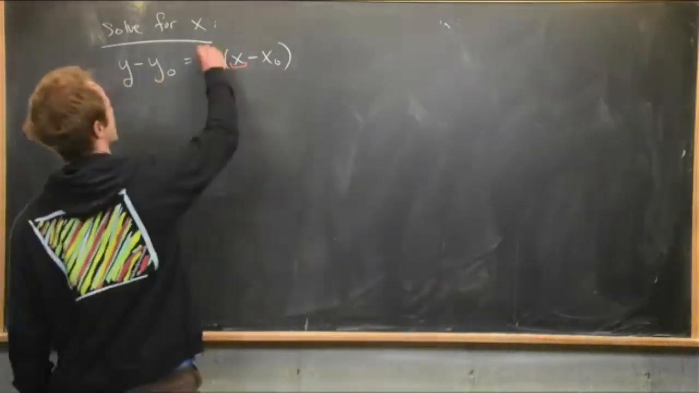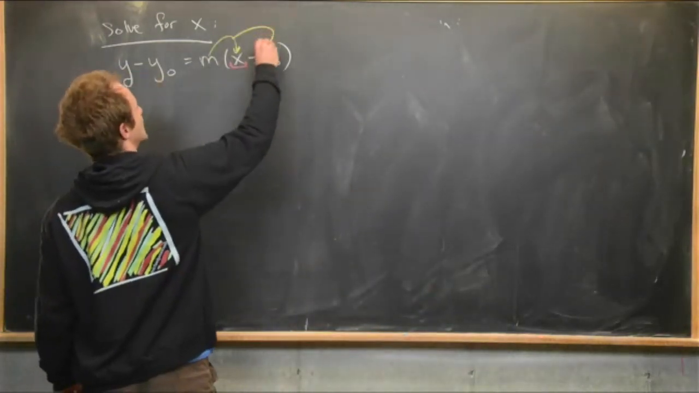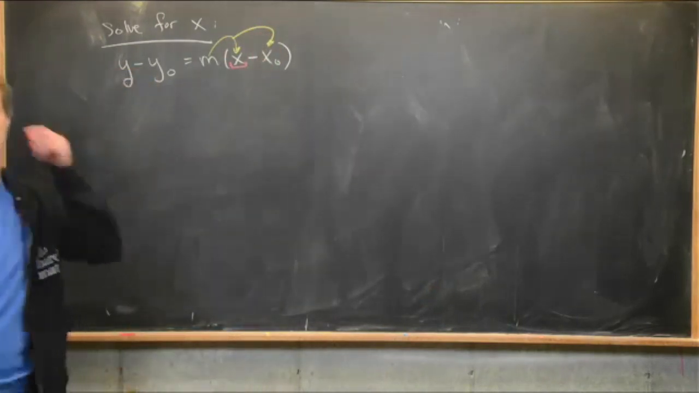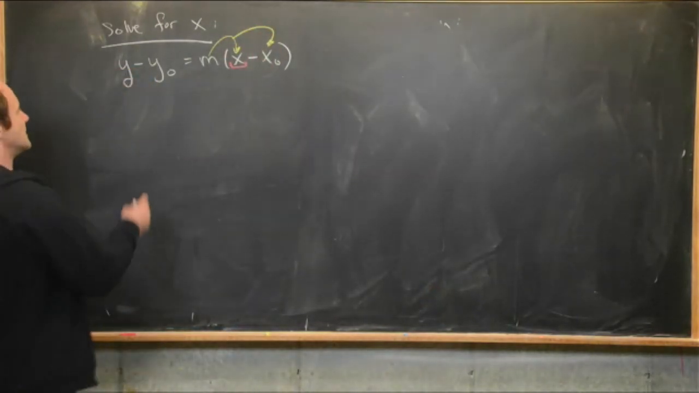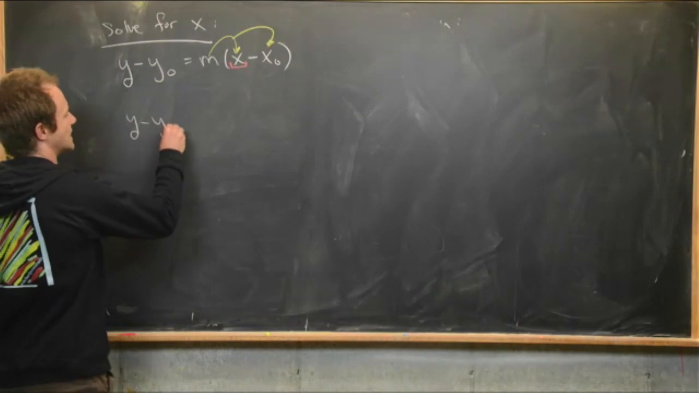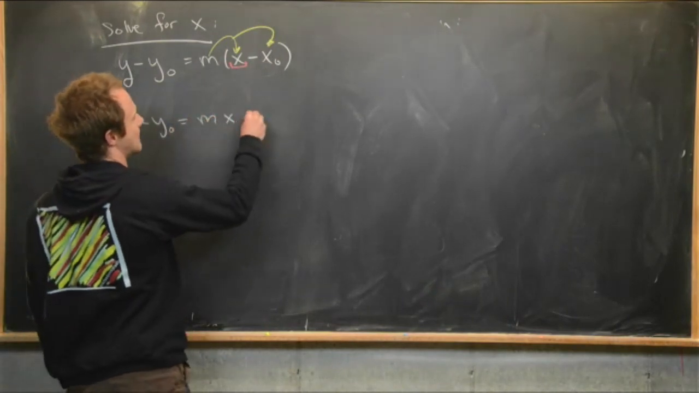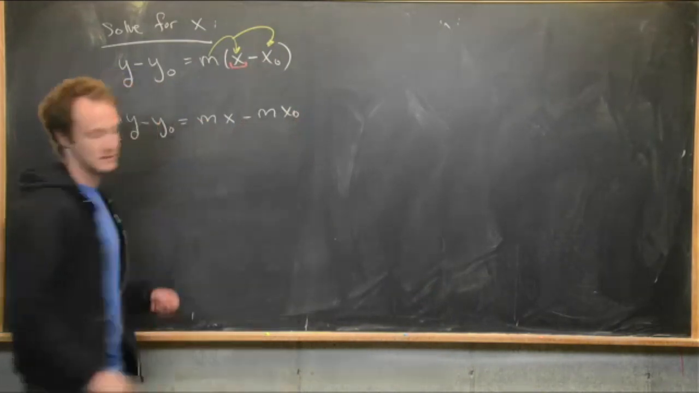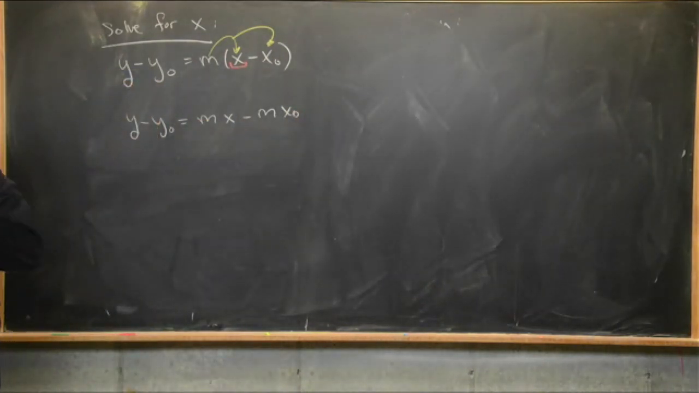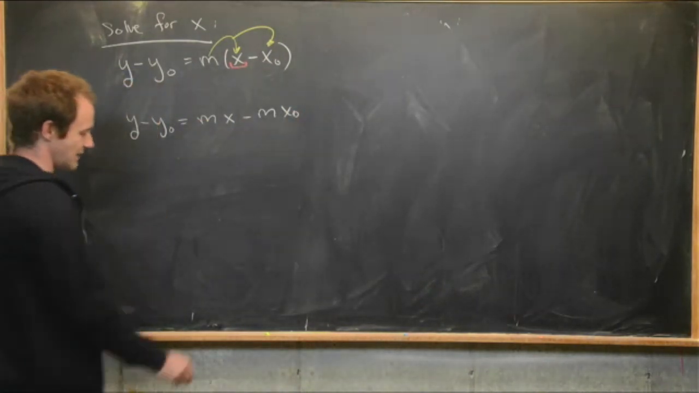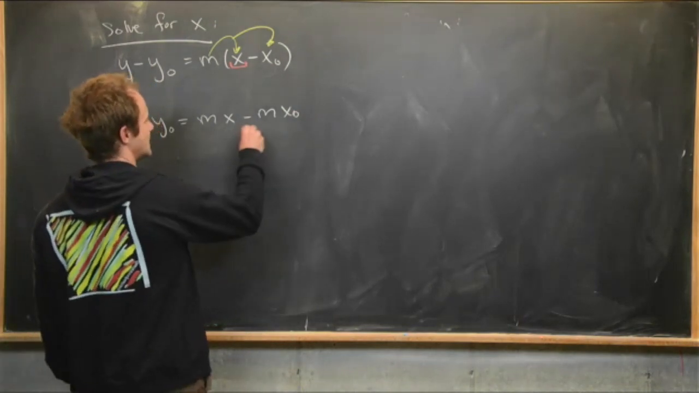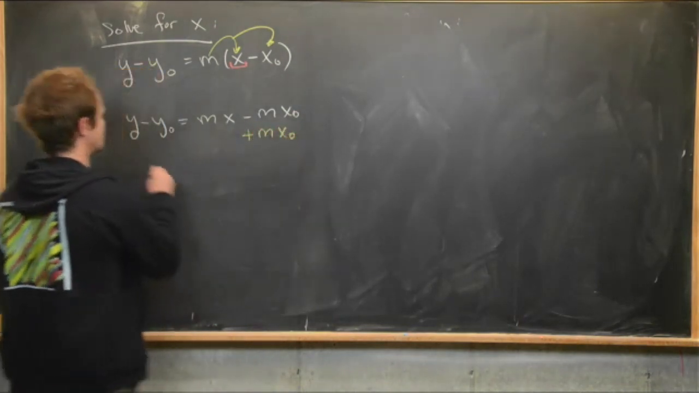We can start by distributing the m to both parts of the right-hand side. That'll give us y minus y naught equals mx minus mx naught. Then what we can do is maybe we'll add mx naught to both sides.